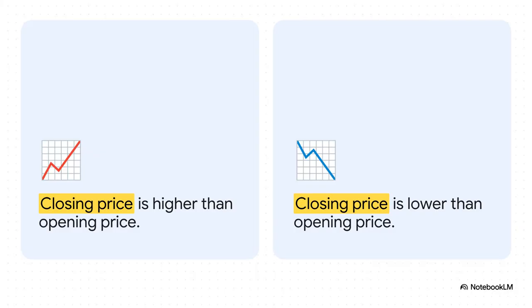And this really brilliantly illustrates the visual outcome of that trading period. It makes it incredibly simple to tell who actually won the session. A bullish candle means the closing price is higher than the opening price, so buyers won. A bearish candle means the closing price is lower than the opening price, meaning sellers won. It really is that straightforward.